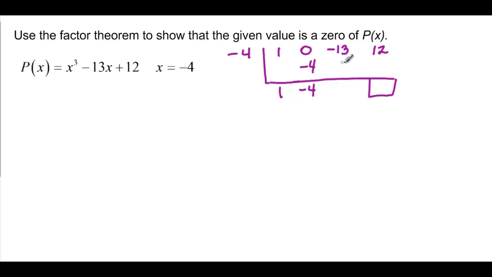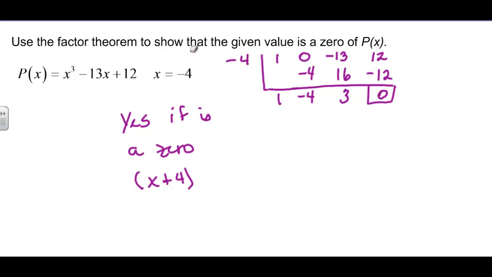Negative 4 times negative 4 would be positive 16. And when we add, we get 3. And 3 times negative 4 is going to be negative 12. And 12 minus 12 is going to give me 0. Yes, it is a 0.